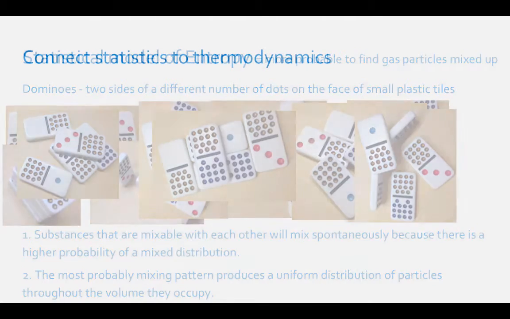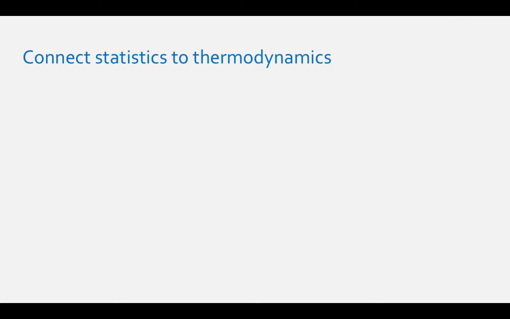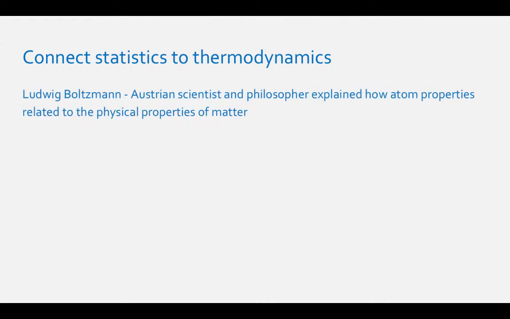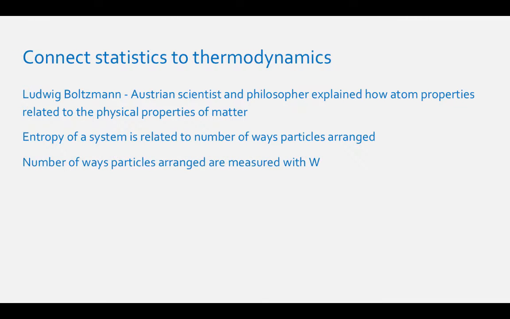To connect this statistical view of entropy to thermodynamic systems, we will rely on the work of Ludwig Boltzmann. He was an Austrian scientist and a philosopher who developed an explanation of how atom properties related to the physical properties of matter. He proposed that the entropy of a system is related to the total number of ways that particles could be arranged. The number of different arrangements of these particles is defined by the variable W. Then Boltzmann linked the number of probable arrangements to entropy with this equation. Entropy equals a constant, called the Boltzmann constant, times the natural log of this W variable.